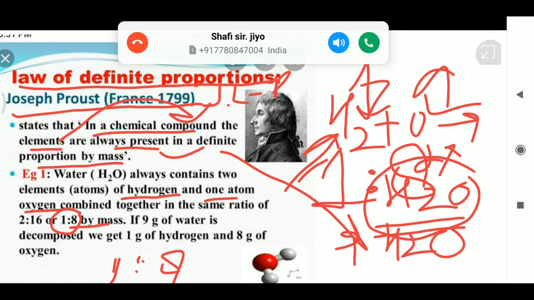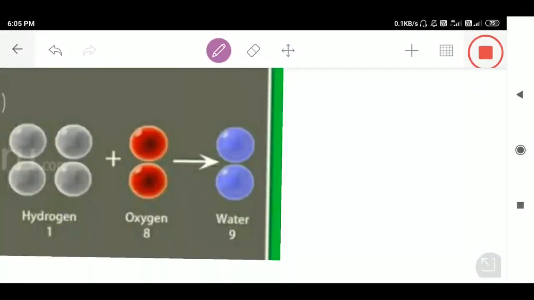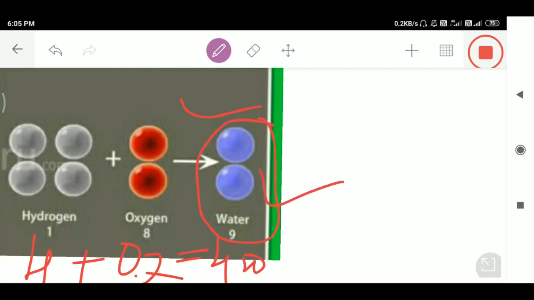Let's discuss some more examples to help you understand what this law of definite proportion actually means. I gave you the example of a water molecule. I told you that 1 part of hydrogen should react with 8 parts of oxygen to form this water molecule. For example, for 9 grams of water, the ratio should be 1:8, with 1 part of hydrogen and 8 parts of oxygen. Then the water molecule will get formed.